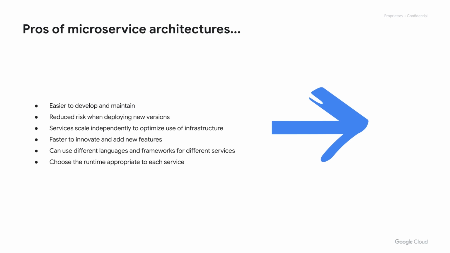Services also can scale independently to optimize use of infrastructure. We talked about that. It's faster to innovate and add new features. Like we said, if a team has a smaller component of the application that they have to worry about as their own, then they should, in theory, be able to innovate more quickly on it and release new features more quickly. Also means that you would be able to use different languages and frameworks for different services.